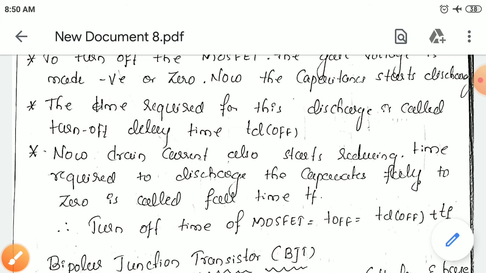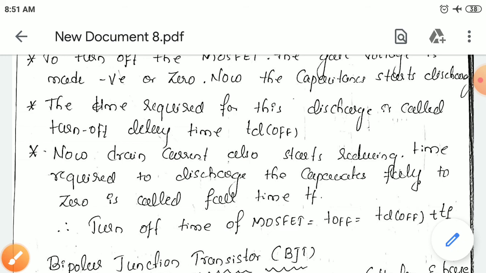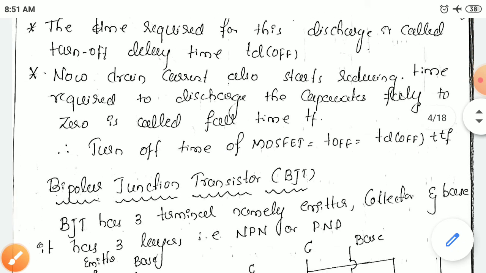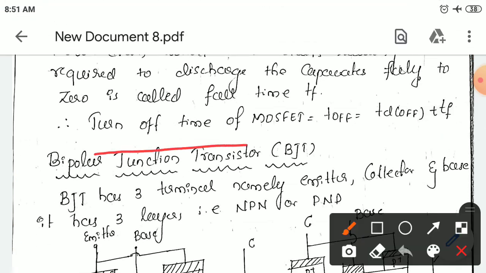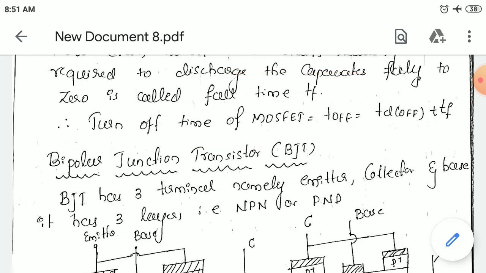Now the drain current also starts reducing. The time required for the capacitance to discharge fully to 0 is called the fall time. I explained that already. So the turn off time of the MOSFET is the sum of TD off plus TF. T on is TD on plus TR, and T off is TD off plus TF.